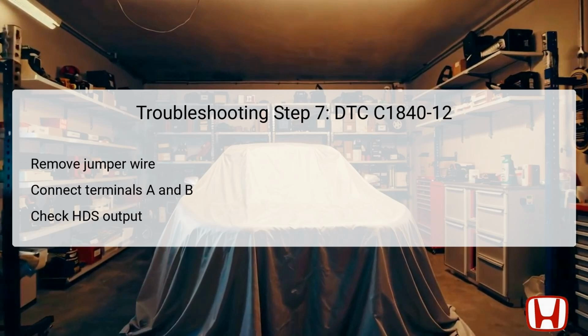Specifically, Terminal A should connect to number 1 of the 3P connector, the gray wire, and Terminal B should link to number 2, the pink wire. Subsequently, turn the ignition switch to the on position and observe the HDS readings. The target outcome is a voltage reading of less than 0.1 volt.